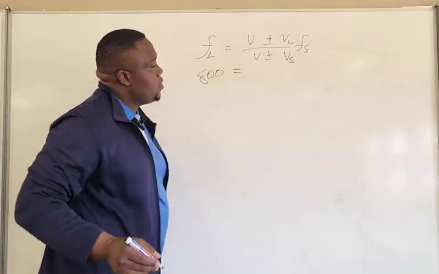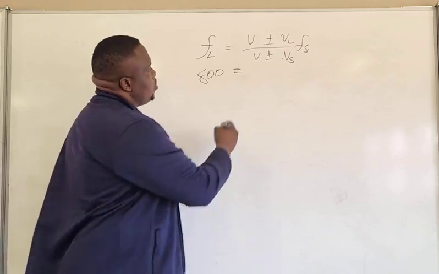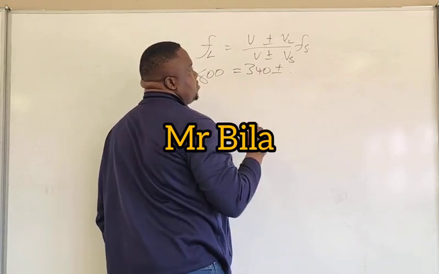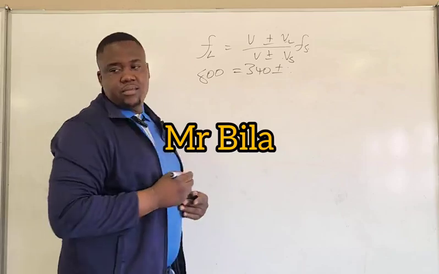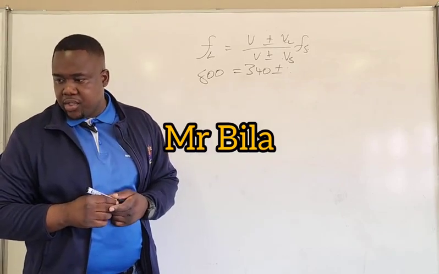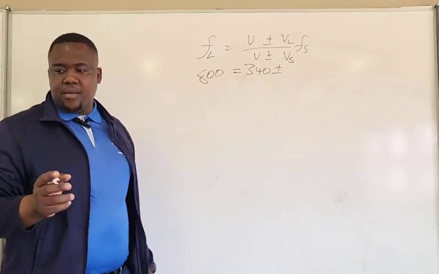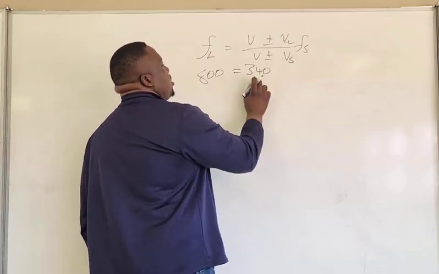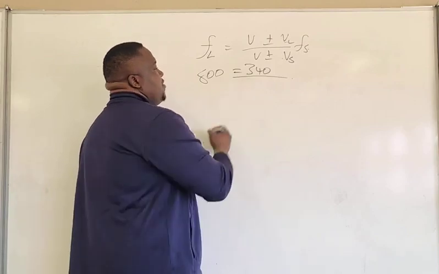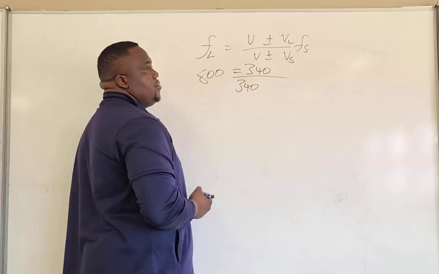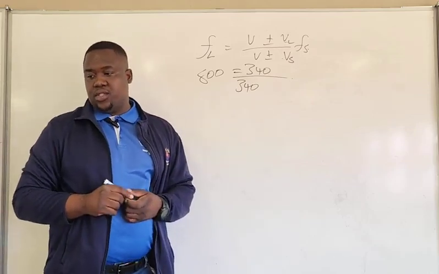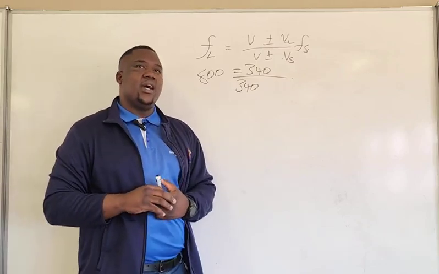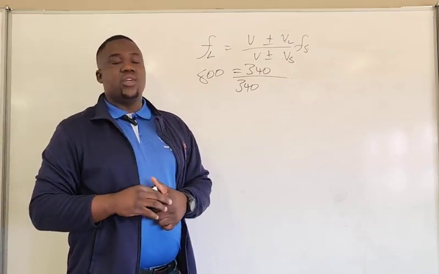Then the speed of sound in air, you must use 340 plus or minus the velocity of the listener. Let me read the question again. A sound source of a car produces a sound frequency. A stationary observer. So the listener is stationary, meaning that we write 340, the speed of sound. Then what is happening with the source here? We have already chosen that the car, the sound source, must move away.